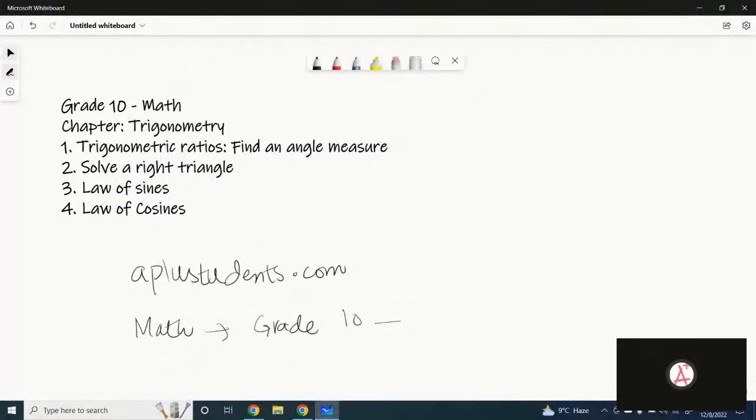Here is the list of the lessons we are going to cover today from the chapter trigonometry. The lessons are trigonometric ratios, find an angle measure, solve a right triangle, law of sines and law of cosines. Got it? Let's start with the first lesson, trigonometric ratios, find an angle measure. Let me write down the lesson name, then we'll start.